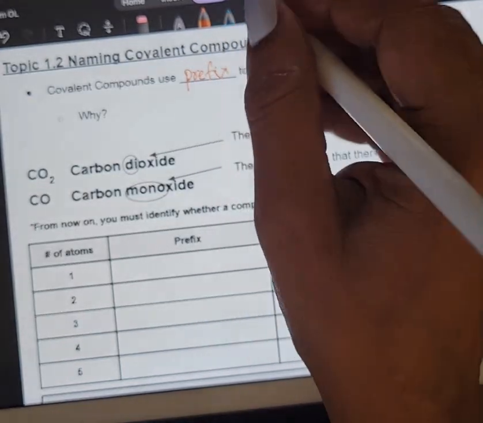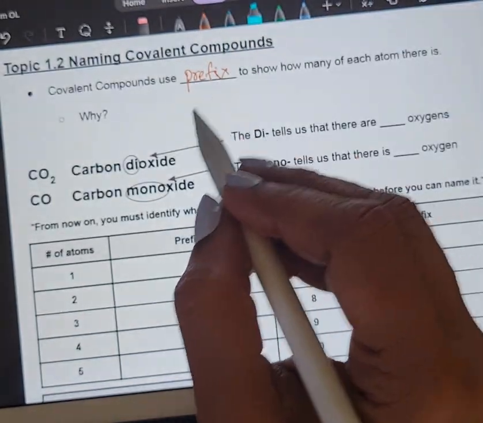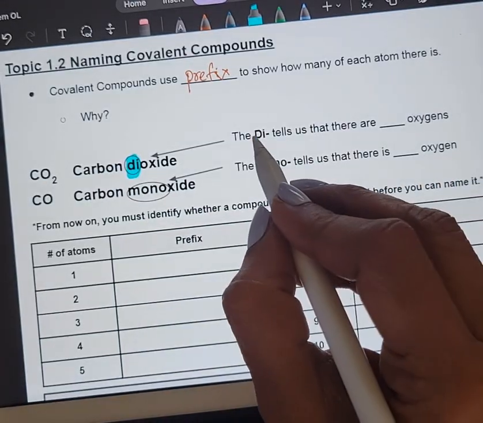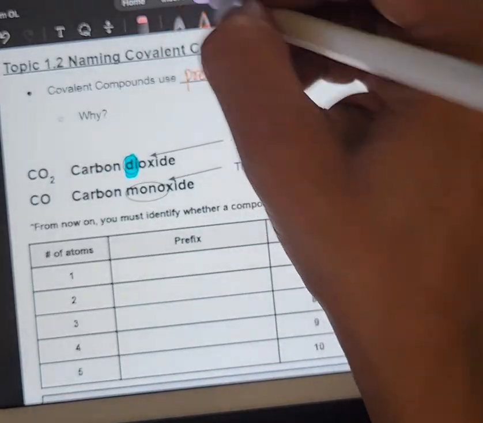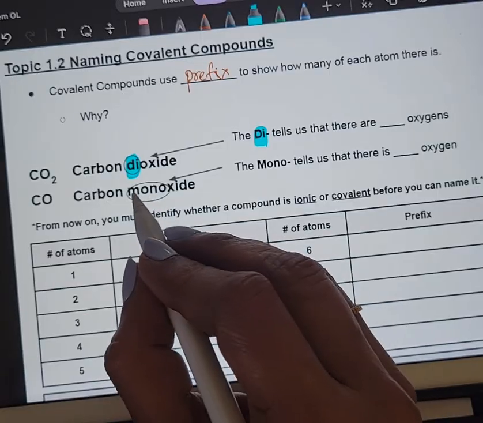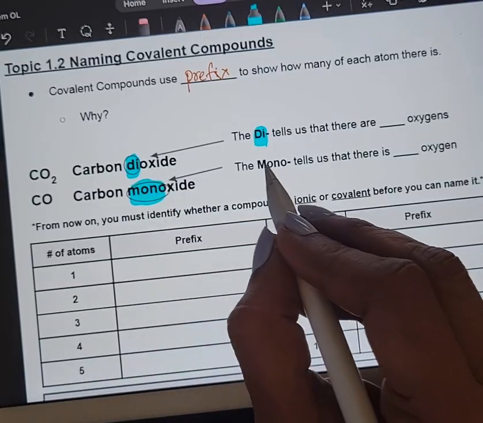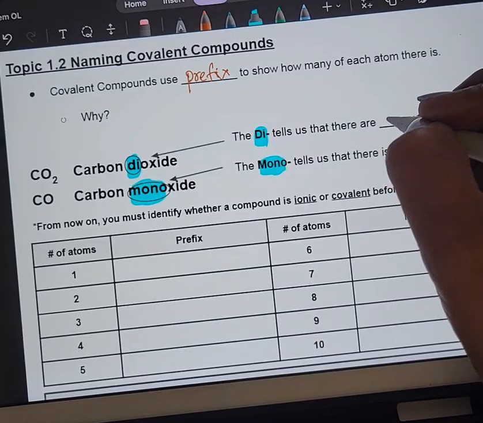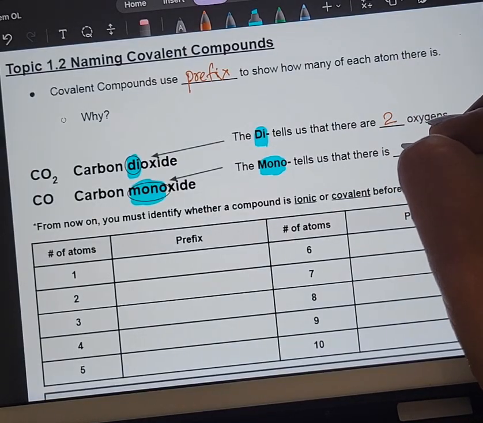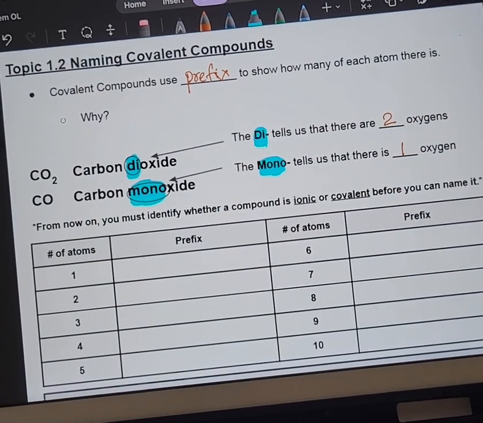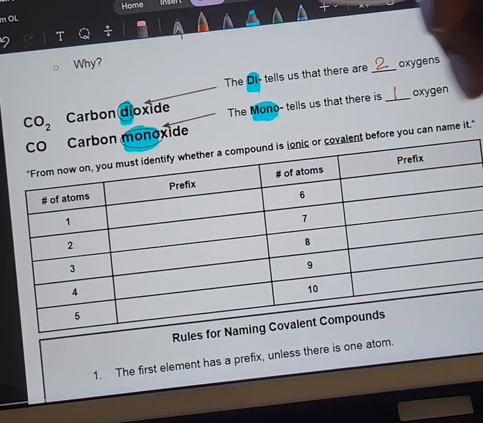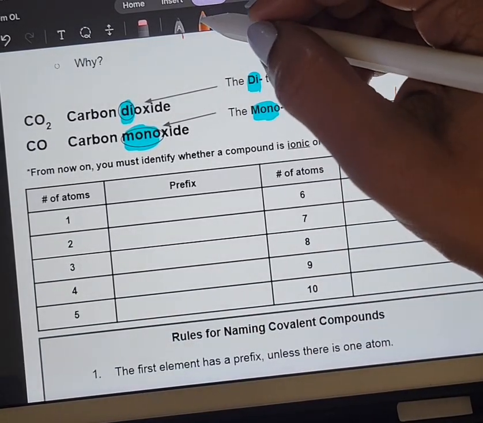The prefixes you are going to see is this one. It says carbon and there is dioxide. That di means how many oxygen there? 2 oxygen. And mono means how many oxygen? 1. So di means 2, mono means 1. And I'm going to give you the prefixes. Try to memorize it. It is not that bad, okay?